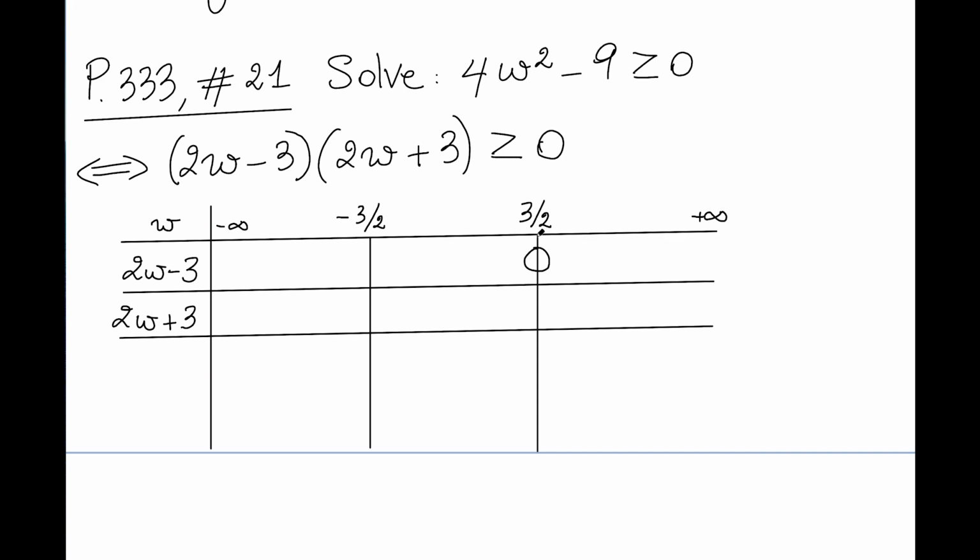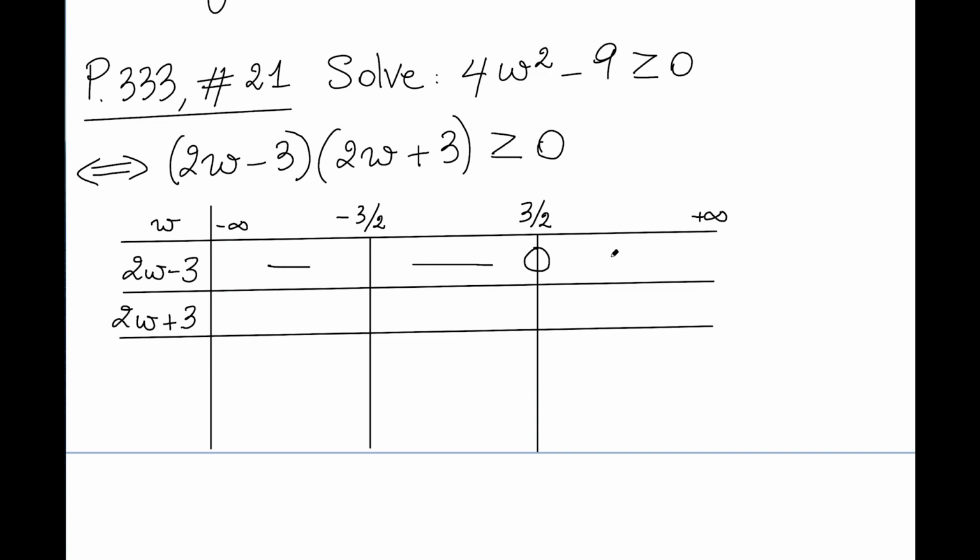Let's choose a number before 3 over 2. 0 is a number before 3 over 2. Let's replace w by 0. This becomes 2 times 0, which means 0 minus 3, which means minus 3. So this guy is going to be minus 3 when w is 0. So apparently, before 3 over 2, that entity is going to be all the time negative. So I'm going to denote this by just the sign minus and minus.